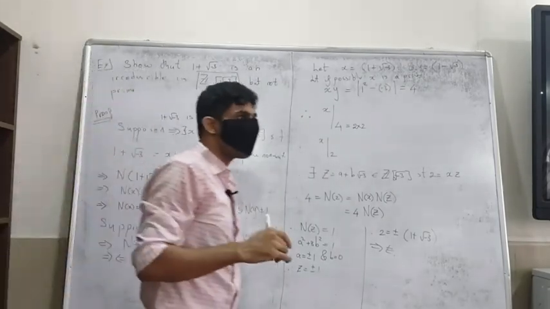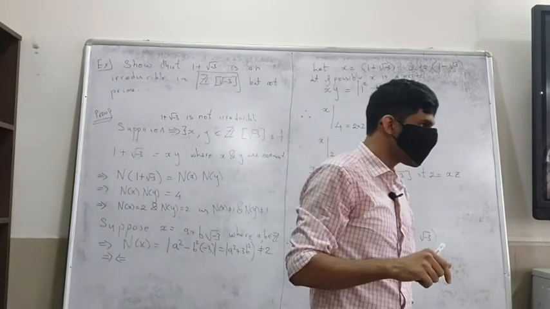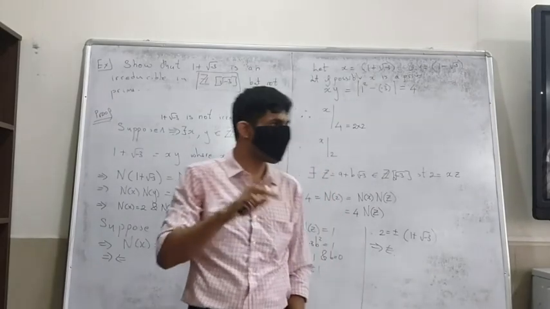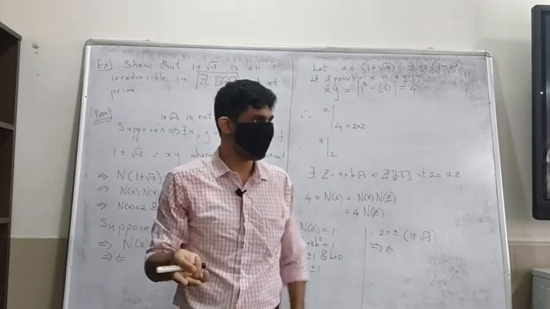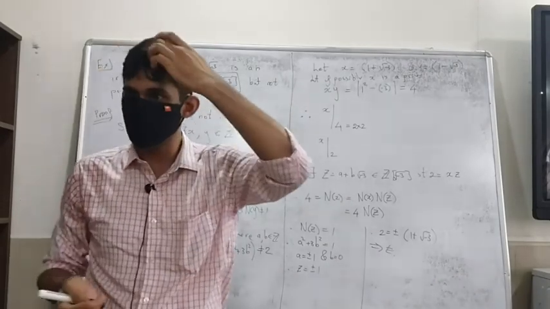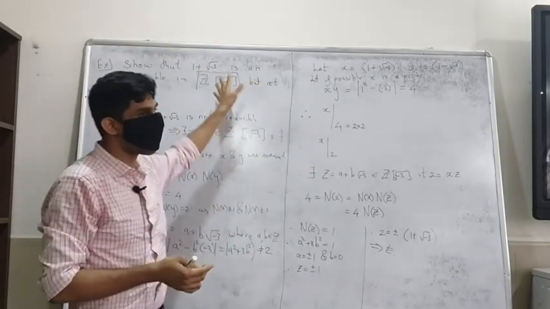Exactly. So we have proved last time that in PIDs, irreducibles and primes are the same. An element is a prime if and only if it's irreducible. Okay, that doesn't take place in this ring because we've just found an irreducible which is not a prime. So therefore this cannot be a PID. Surely this is not a PID.